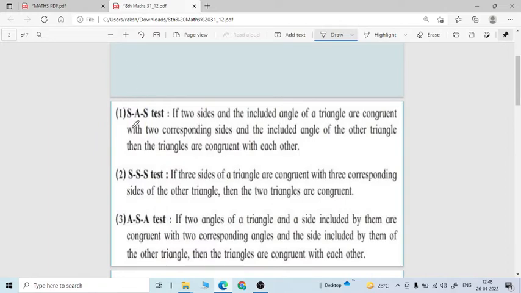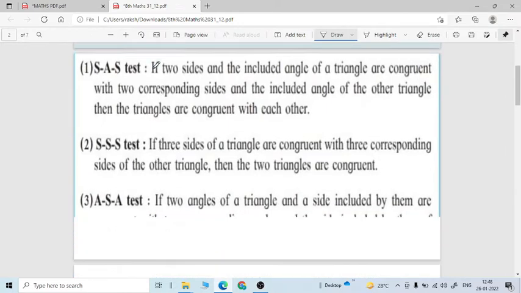Now let's move on to the next, SSS test, triple S test. It means three sides of a triangle are congruent with three corresponding sides of another triangle. Then two triangles are congruent.